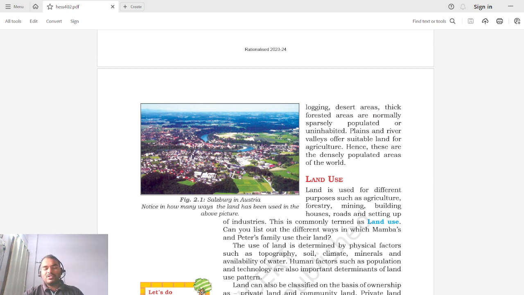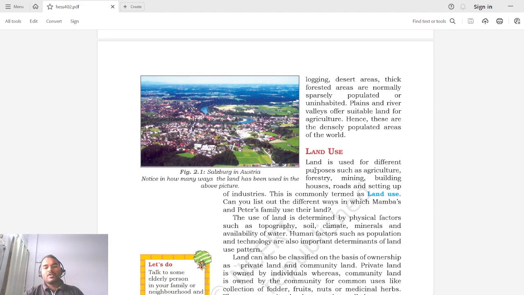You may also see in your locality if there is any river, and what villages are developed or settled on the bank of the river. So what are the uses of this land? Let us look into that. This picture is from Austria, and you can see how the area is densely populated, right?